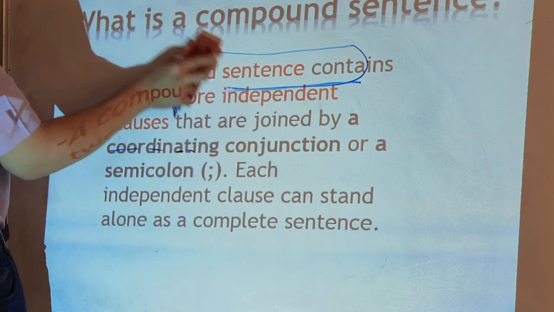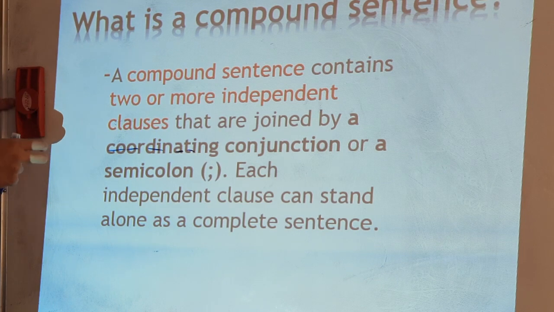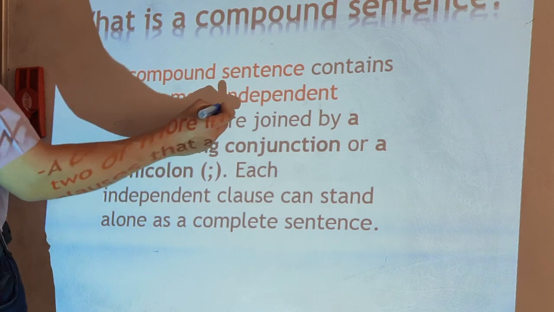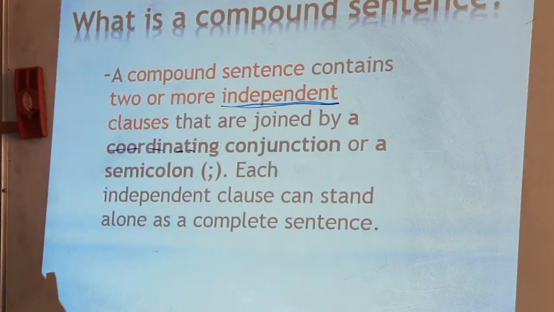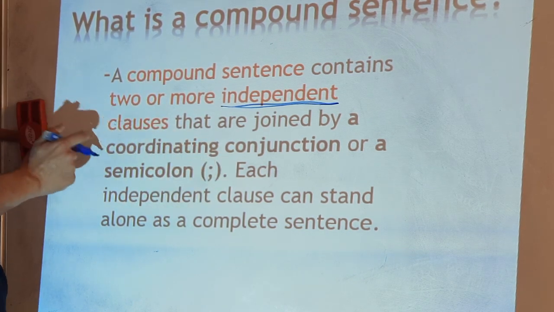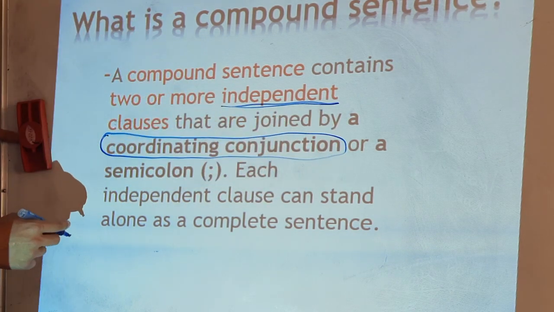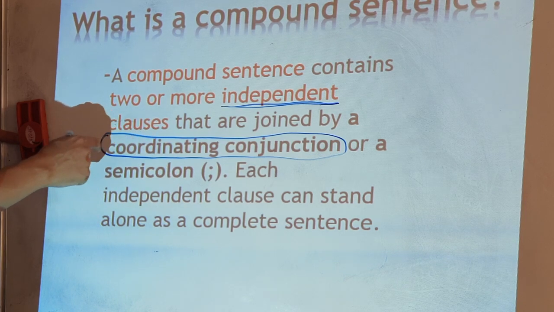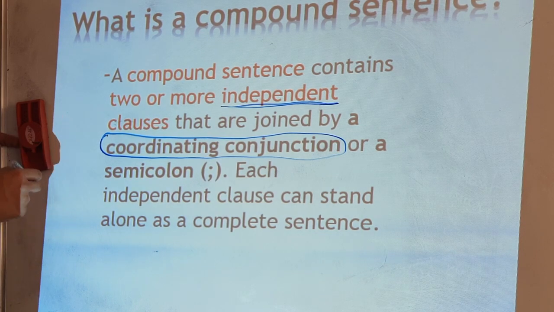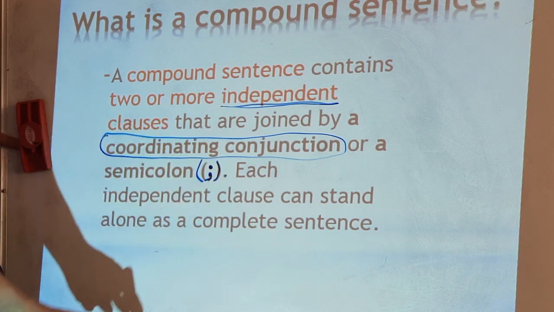A compound sentence is different from a simple sentence, and is also different from complex sentences. A compound sentence contains two or more independent clauses, okay, that are joined by a coordinating conjunction. We'll see what we mean by a coordinating conjunction later. It is what we call the fanboys, or a semicolon. Okay? This is a punctuation mark, which is called a semicolon.